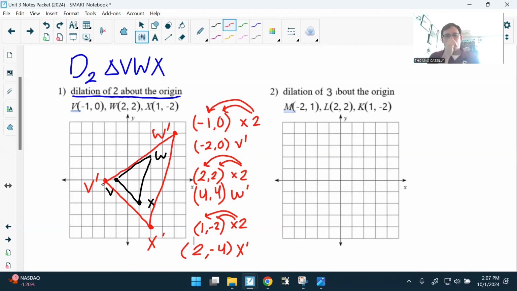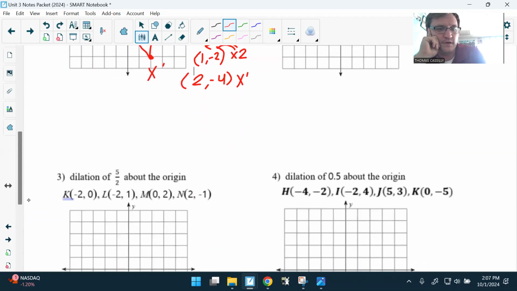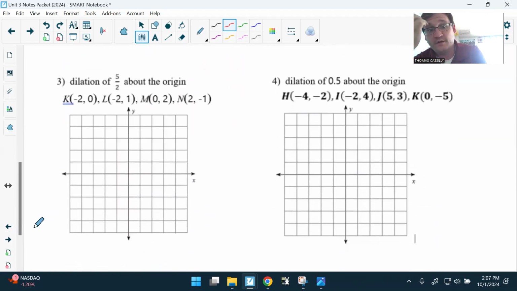Do something like that. All right, so that is what this triangle looks like when we dilate it. Now number 2, same exact thing, dilation of 3. So it's going to be 3 times the size. I'll let you guys do that one. But these next ones, dilation of 5 halves. That is kind of ugly, but that's okay. So let's just look at it.